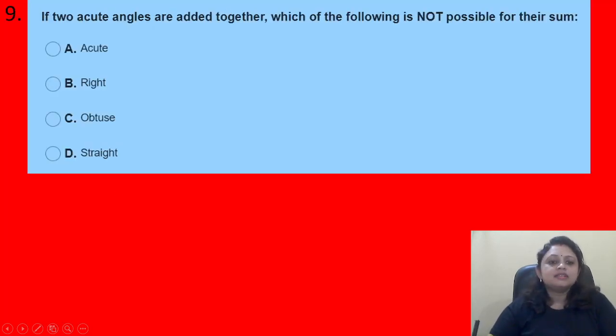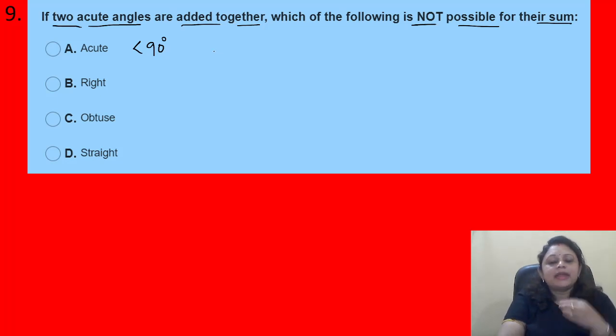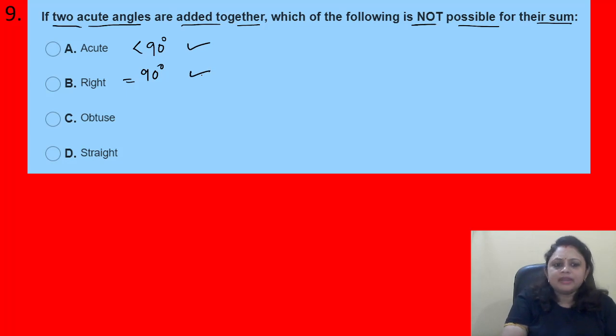If two acute angles are added together, which of the following is not possible for their sum? Option A acute, B right, C obtuse, D straight. Acute, that is angle less than 90 degree. So if two acute angles are there and we add them, it may be an acute angle. Right angle, that is equal to 90 degree. If we add them, it may be 90 degree.